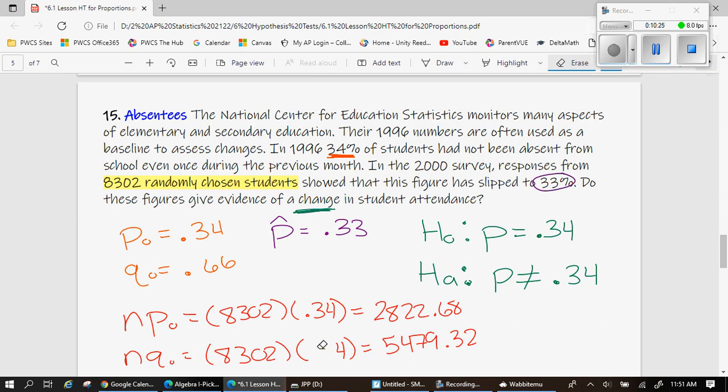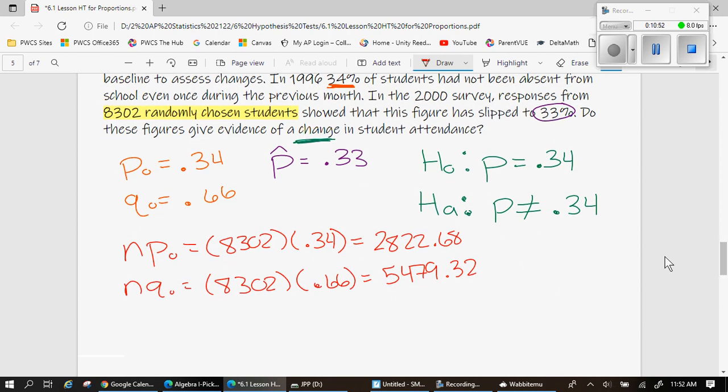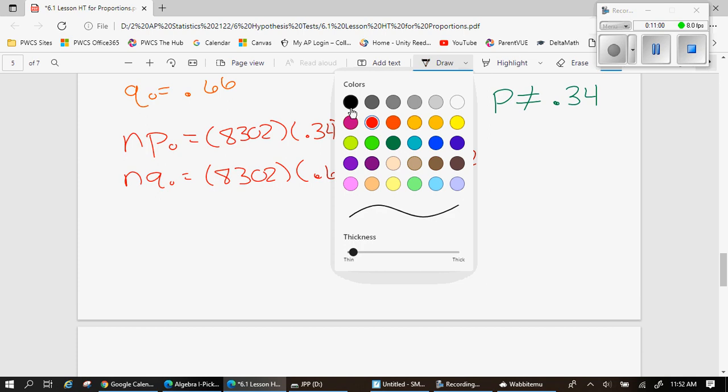And you may have noticed I wrote the wrong Q down. It should be 0.66. I did P twice. So our expected successes and our expected failures far surpass the minimum requirement of 10. So we're good. We have randomness, independence, and we have NP and NQ greater than or equal to 10, so we can use the normal model. We have our hypotheses, so now we need to do a test. And so what we do when we get a test is we are going to find what's called a p-value, and we find that p-value on a normal curve.